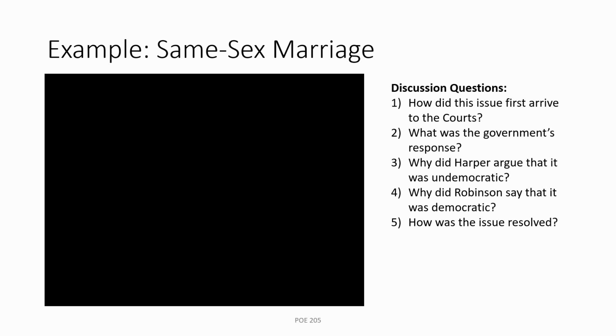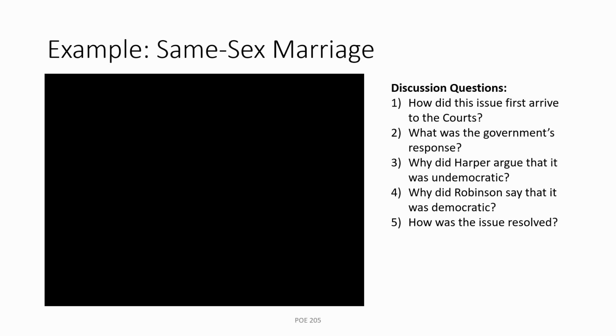So how was this issue resolved? Well, the federal government asked the Supreme Court if they could rule on it. They were concerned it might be a provincial issue. And the Supreme Court came back and said yes. So Parliament drafted a bill and passed a law to allow same-sex marriage nationally.